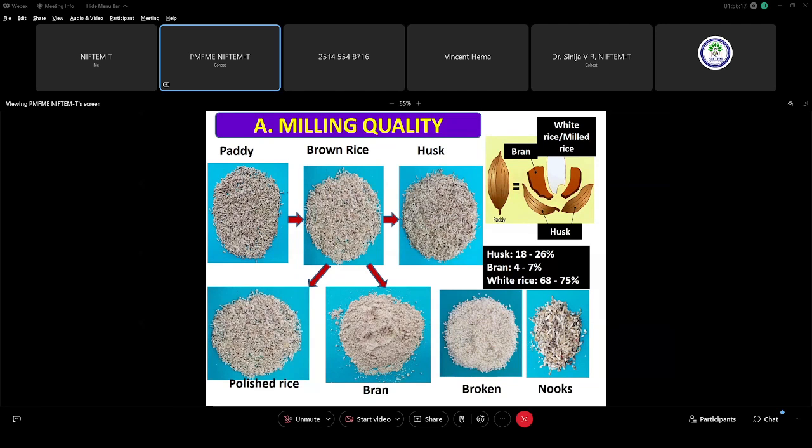Milling quality: here you can see the paddy, its bran layer, and the white rice inside. The husk content varies from 18 to 26%, bran varies from 4 to 7%, and hence the white rice varies from 68 to 75%. From paddy, we get brown rice; from brown rice, we get polished rice and bran; and during the process of milling, we also get broken rice.